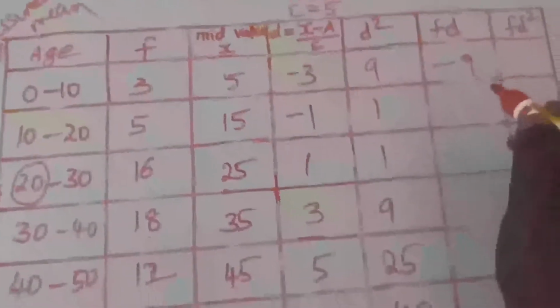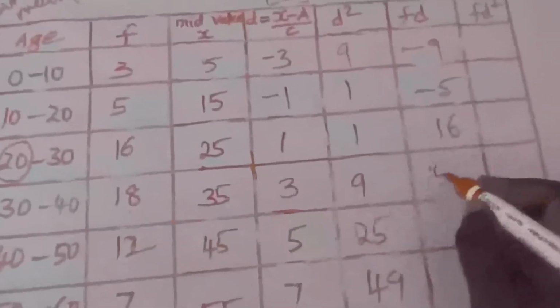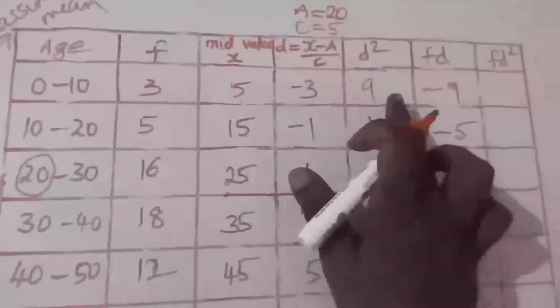So 3 into minus 3, minus 9, minus 5, 16. Then 18 into 3, 54. So 12 into 5, 60. So 7, 7, 49, 4, 9, 36. So this is your fd value. So next step is fd square, so f into d square.